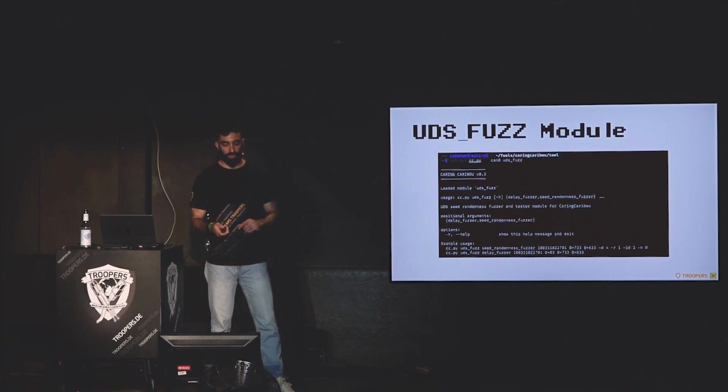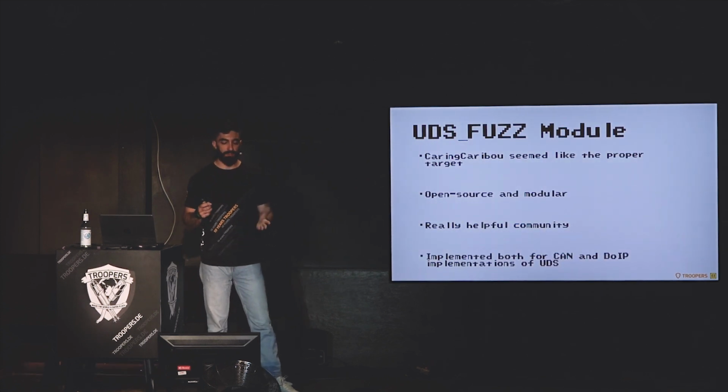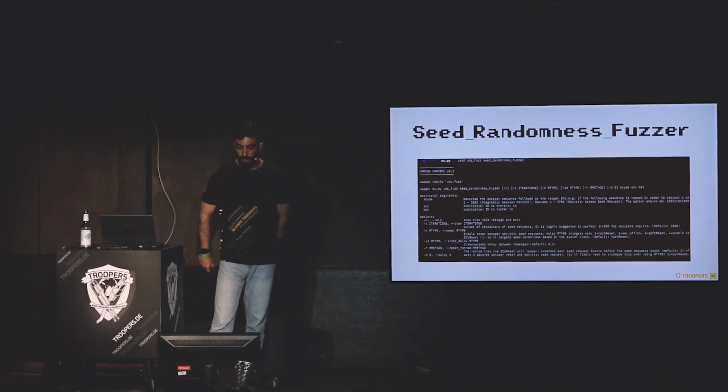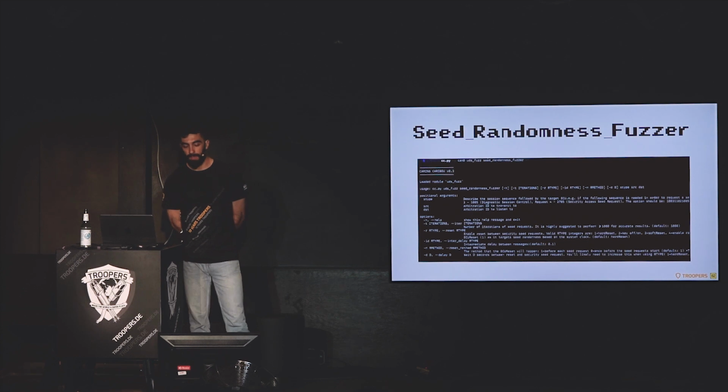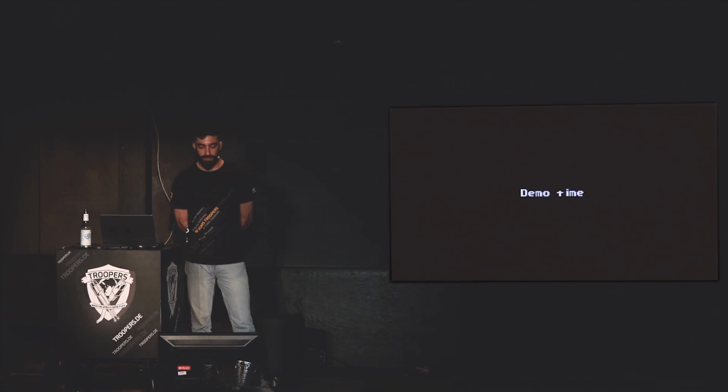There are two sub-modules: the delay fuzzer and the seed randomness fuzzer. It seemed like the proper target, basically, because first of all, we're not developers. Secondly, it's open source. It's modular. They were really helpful. They helped us fix some of the issues in the implementation, and we implemented it both for CAN and DoIP implementations of the UDS. First of all, we have the seed randomness fuzzer, and this is the tool to evaluate whether an ECU is actually vulnerable or not to weak seed randomness.